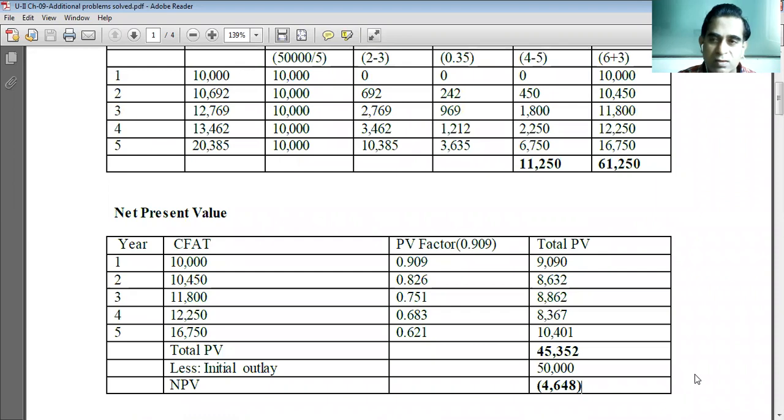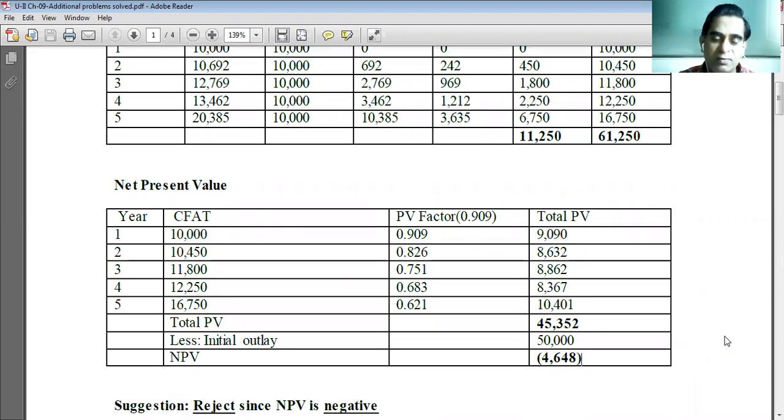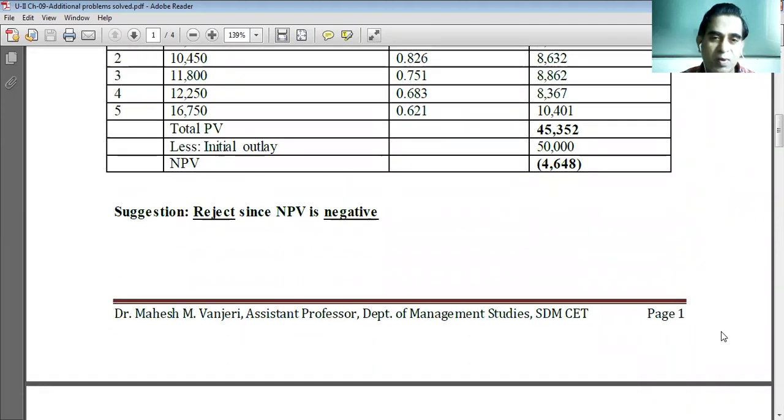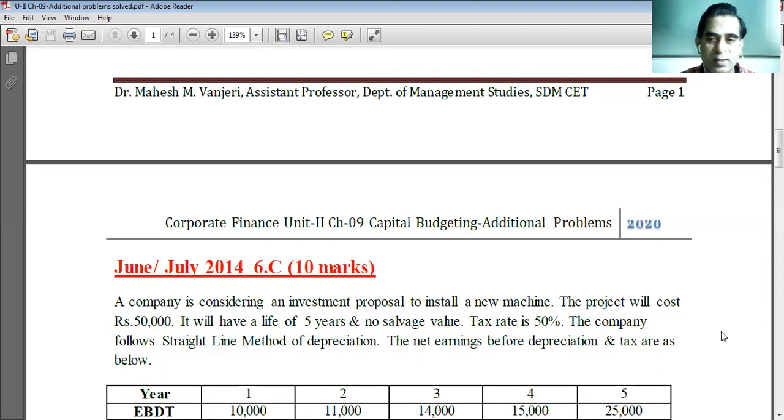Any doubts other than the student who responded? Anybody else? Any doubts if you have? No, sir. No doubt, sir. Okay, then that's great. So one more similar problem we are going to solve.